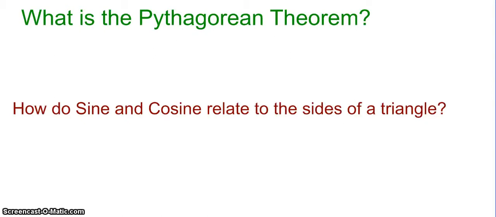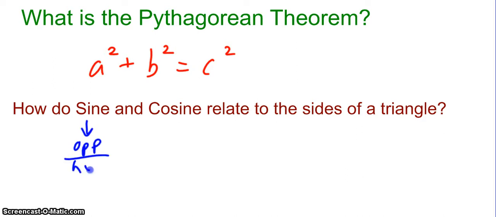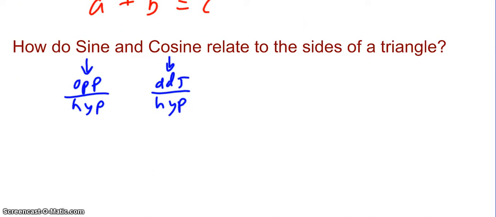Last, Pythagorean identities. 3 of these. Good ones. What is the Pythagorean theorem? A squared plus b squared equals c squared. Very good. How do sine and cosine relate to the sides of a triangle? We just talked about this. This is opposite over hypotenuse, and this is adjacent over hypotenuse. So, let's draw a right triangle.